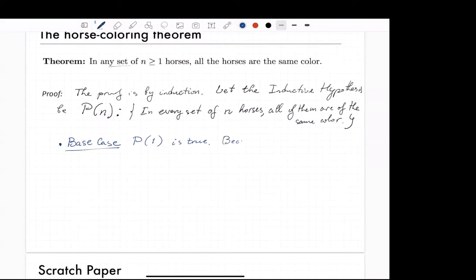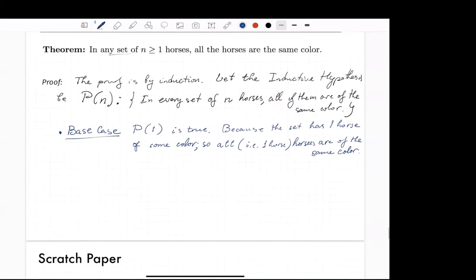because the set has one horse of some color. So all horses, in other words one horse, are the same color. Okay, I don't think people would argue with that. That's fine. We'll check the base case.